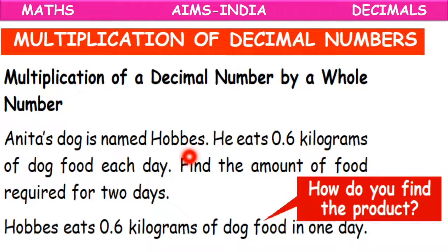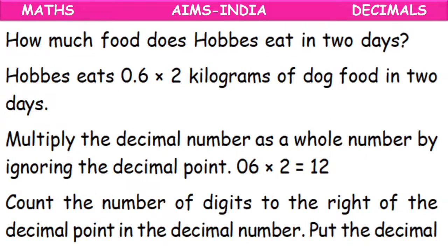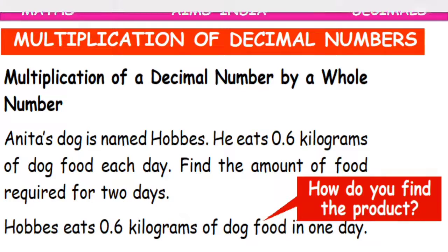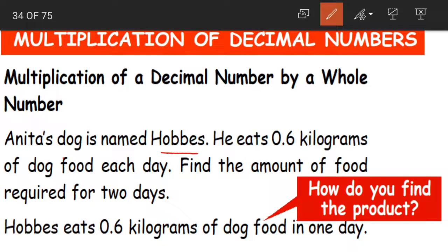Understood children? Now coming to the multiplication of decimal numbers. First, let us look at a multiplication of a decimal number by a whole number. See, here Anita's dog is named Hobbs. He eats 0.6 kilograms of dog food each day. Find the amount of food required for 2 days.